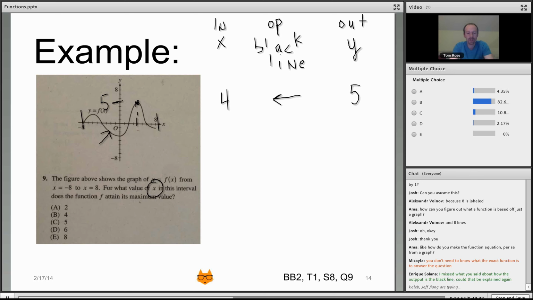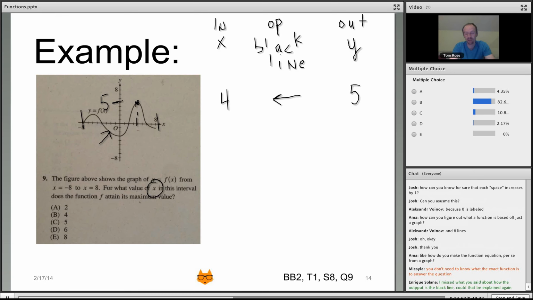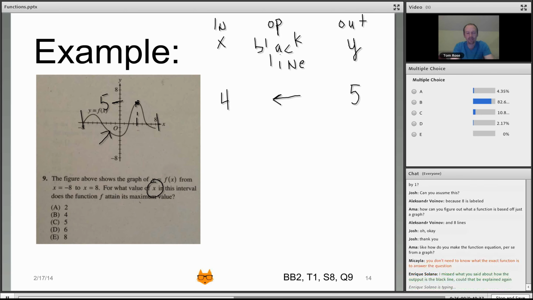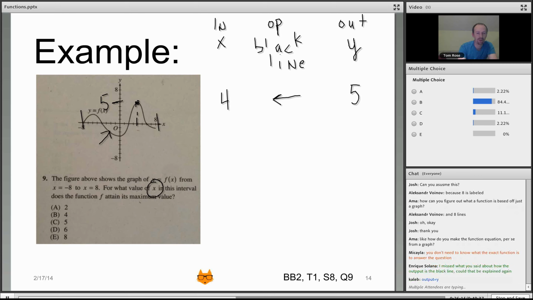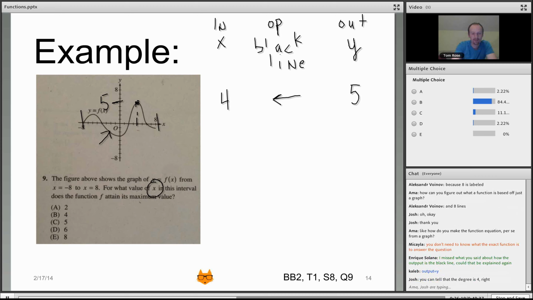So the output's not the black line. The operation is the black line. And the operation is what you use to get between the input and the output. So in this particular case, the input is the x coordinate, right? So at any point on this x-axis, you can pick a point, right? So anywhere from -8 all the way up to 8, right? Then what you do, so let's say that we pick a 4.